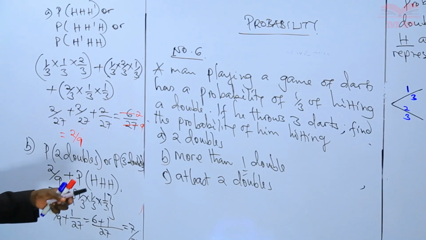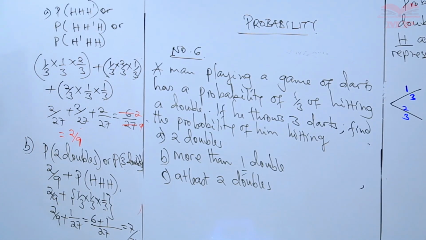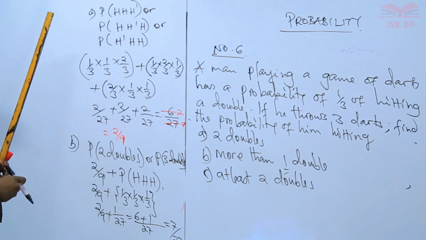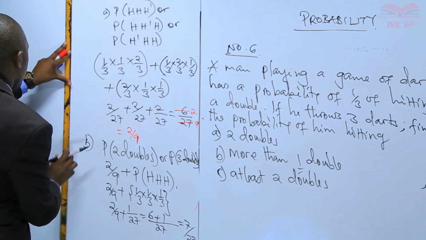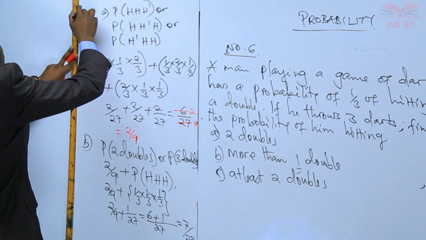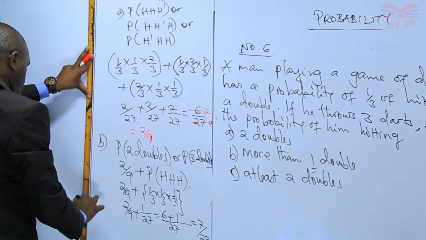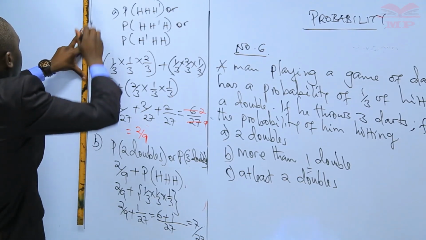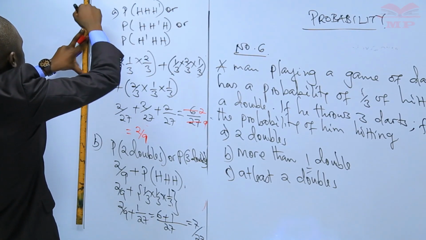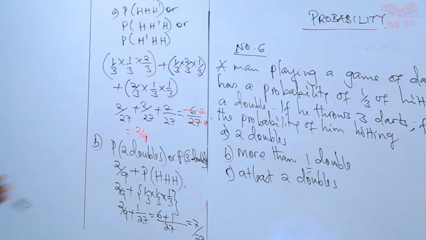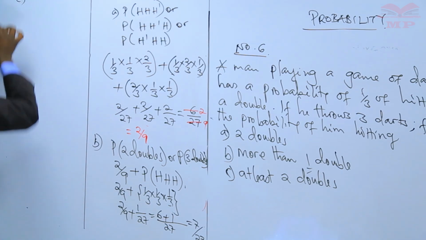So we can look at number C. Allow me to do it here. Create a space here so that we are able to work on it neatly like that. So this will be C.